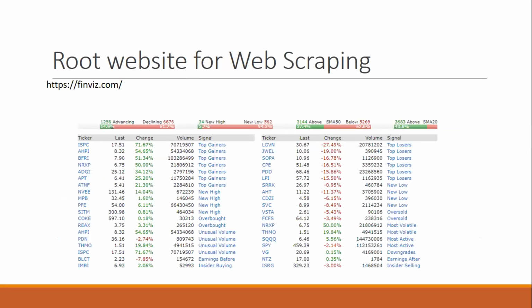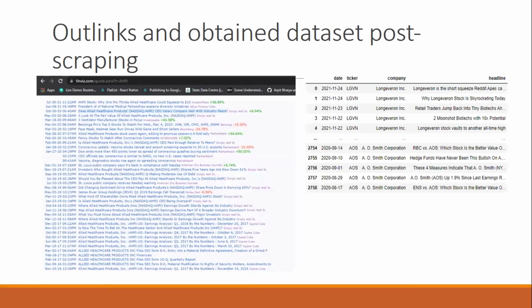So this is a screenshot of the root site at finviz.com, which was used for the web scraping. Each ticker that you can see corresponds to a separate company having embedded outlinks to a list of headlines related to the specific company over a period of days. For example, on the left is a screenshot of the page containing the headlines of the company corresponding to the ticker AHPI, which happens to be Allied Healthcare Products Incorporated. Each such headline can be scraped with date and ticker, and the dataset thus obtained can be used to test the model we trained. The screenshot on the right depicts a sample of the data frame obtained after scraping.